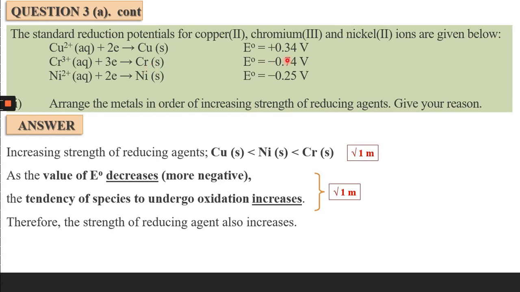Vice versa, the more positive E naught value, meaning that this species on the right hand side will have the lowest tendency to undergo oxidation. Therefore, it will have the lowest strength as a reducing agent. So, in order to arrange increasing strength of reducing agent, we go from the more positive E naught to the more negative E naught. So, copper solid, nickel solid and chromium solid. And these are the marks for this question.